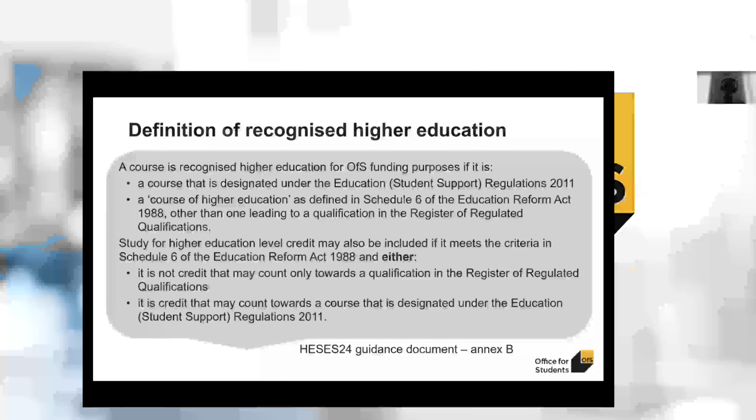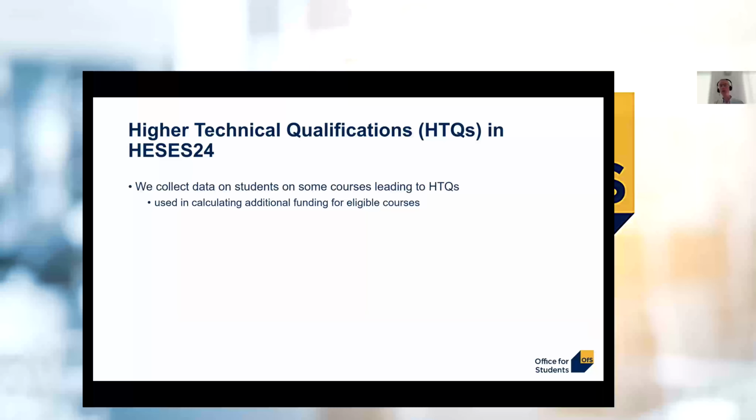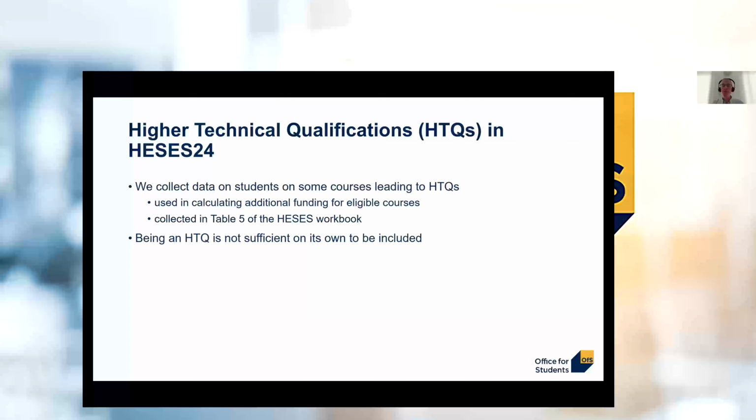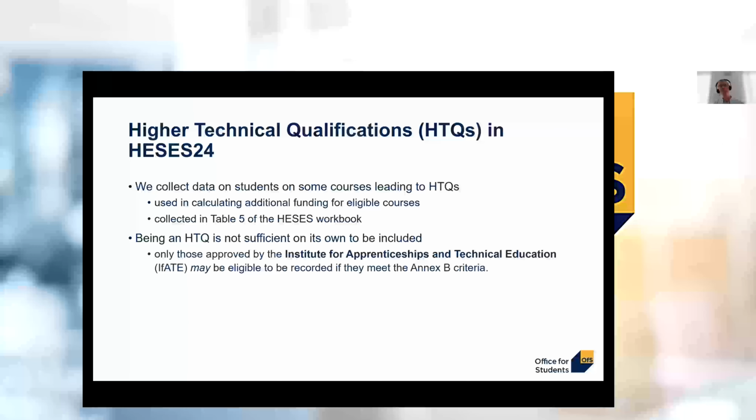And then in this context, there's one thing to note for those providers offering higher technical qualifications, HTQs. The definition we just looked at included some higher technical qualification courses from 2023-24. So we now collect data on these because we have additional funding for eligible HTQ courses. We'll see how we do this when we look at Table 5 in the HESES workbook later on. Notice, though, that being an HTQ is not sufficient on its own to be included in Table 5. Only those approved by the Institute for Apprenticeships and Technical Education, IFATE, may be eligible if they meet the Annex B criteria that we've just discussed.